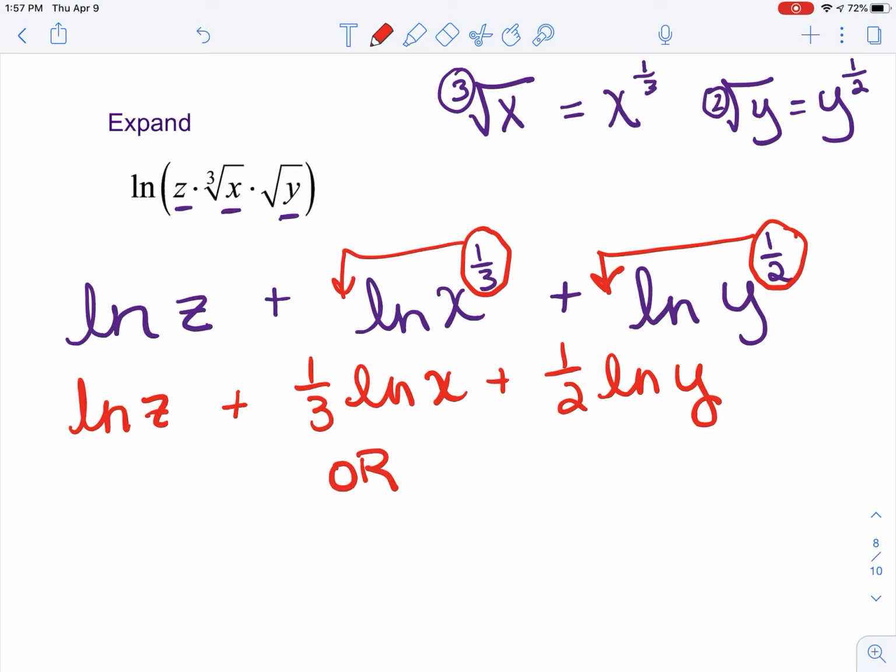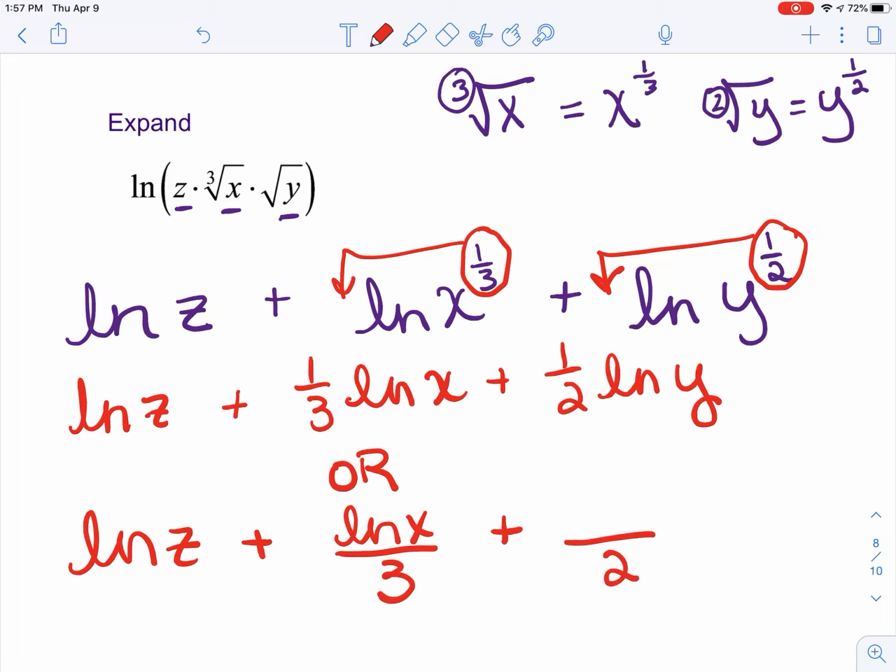Or this can be written as the natural log of z plus, since I'm multiplying by 1/3, that means I'm going to have the natural log of x all over 3. Those mean the same thing. Plus, I'm multiplying by 1/2, that means my 2 is in the denominator. And there's our answers. These are both correct answers. You just need to see the different forms that they may be written in.